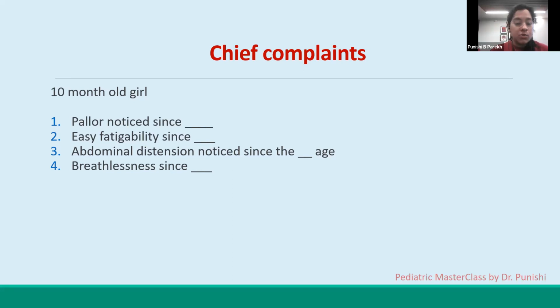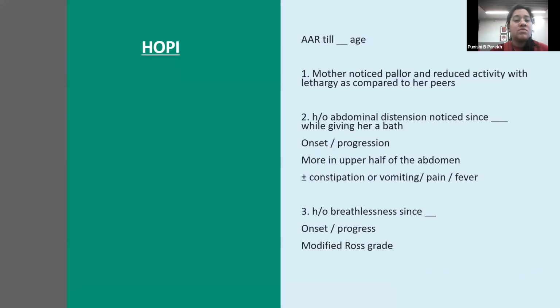Okay, now let's see how we describe the history of each and every presenting complaint. So the child was apparently all right till 8 months of age, but the mother started noticing pallor and reduced activity. Now, reduced activity, how did she come to the conclusion that the child has lethargy, reduced activity? Because she was playing less as compared to her peers of her age. So that is how the mother thought that there's some kind of reduced activity and lethargy. And she started appearing slightly whiter than she normally did. So that's pallor, reduced activity with lethargy.